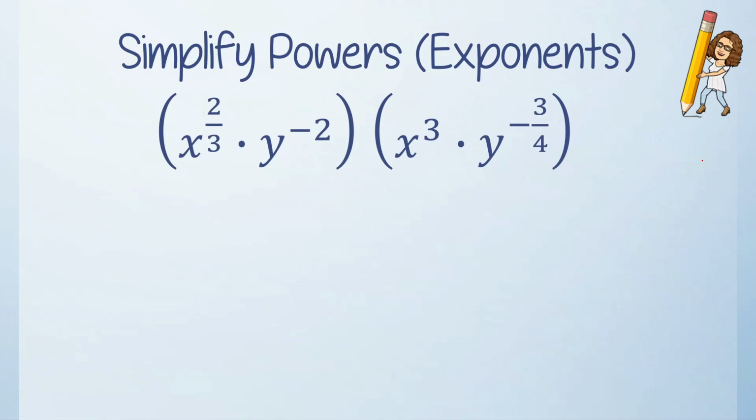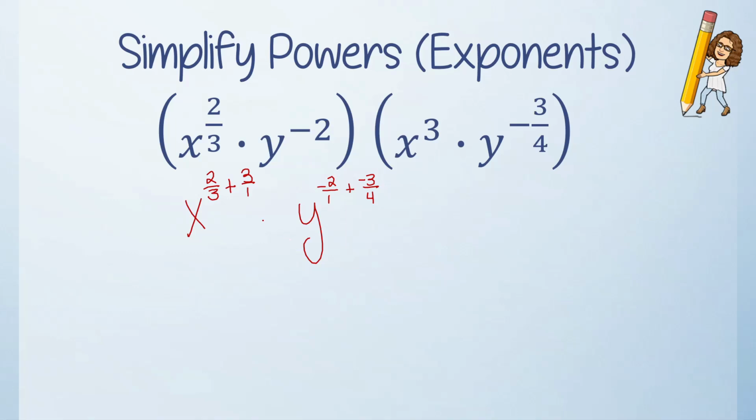So I have 2 things multiplied. I'm just going to multiply my like bases, which means I'm going to add my exponents. So I'm going to go x to the 2/3 plus 3, and I'm going to put him over 1. And then I'm going to do the same thing to the y's. Y to the negative 2 over 1 plus negative 3 over 4, just like that.